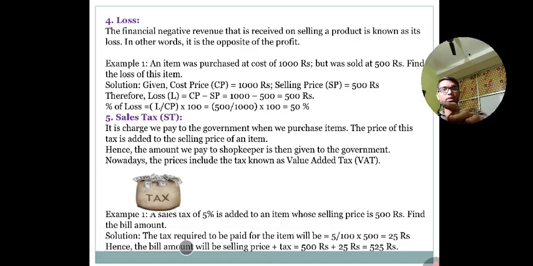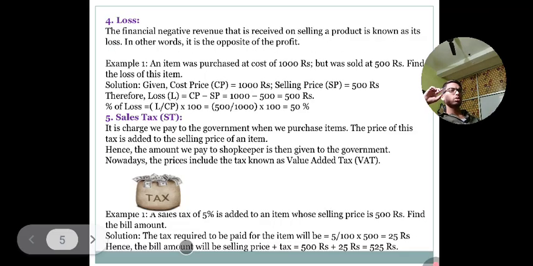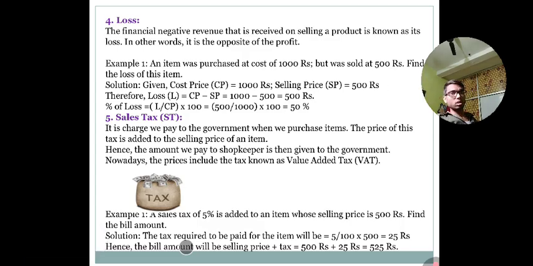Now next we have loss. Of course, if the selling price is less and the cost price is more, you will get a loss. The financial negative revenue that is received on selling a product is known as its loss. In other words, it is the opposite of profit. In simple words, if the selling price is less and the cost price is more, then you get a loss.